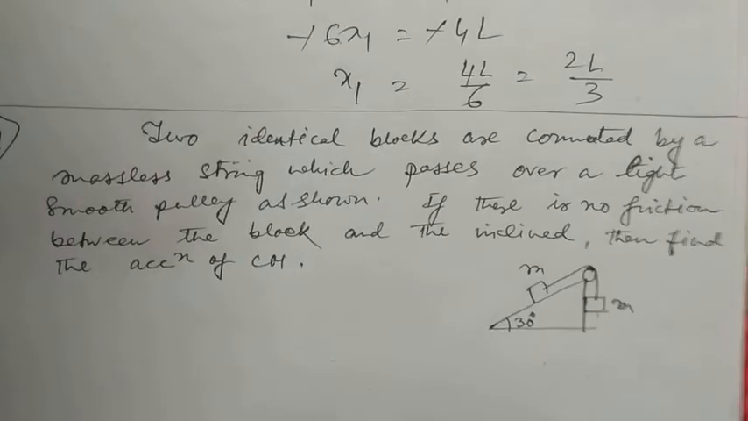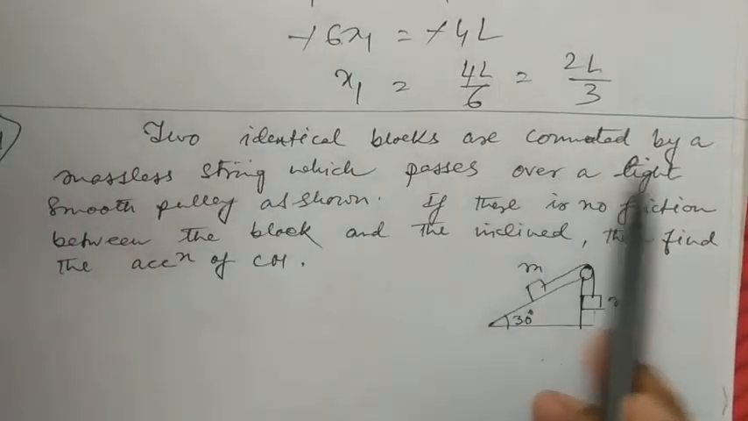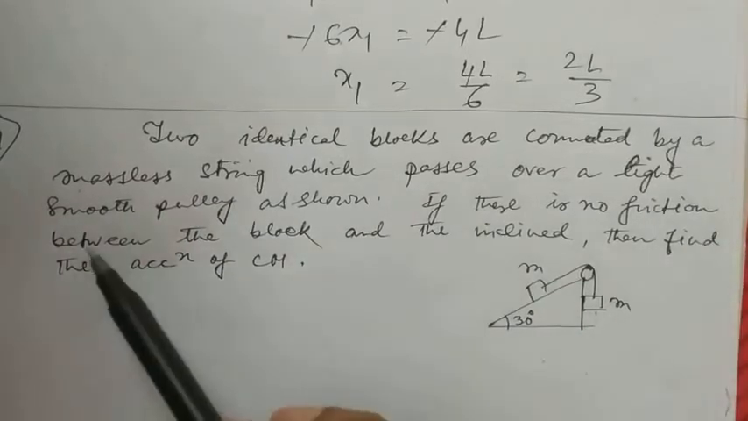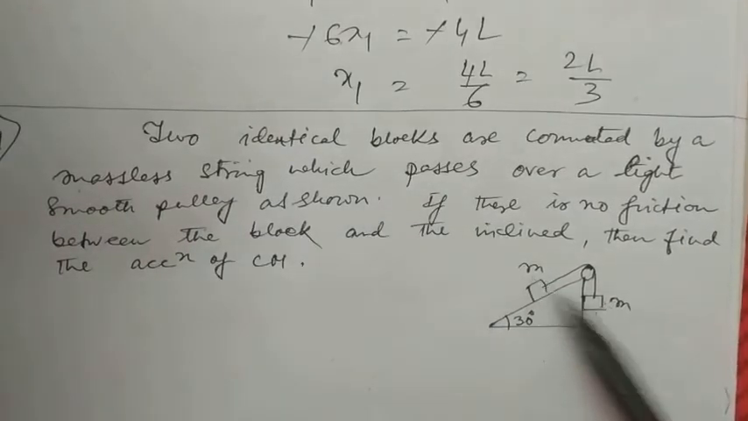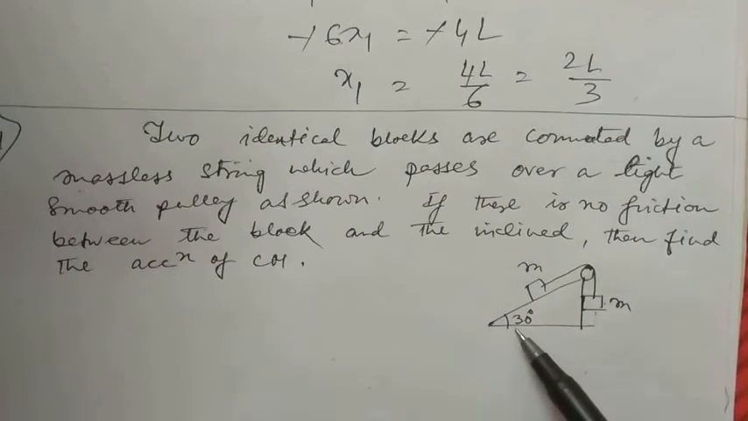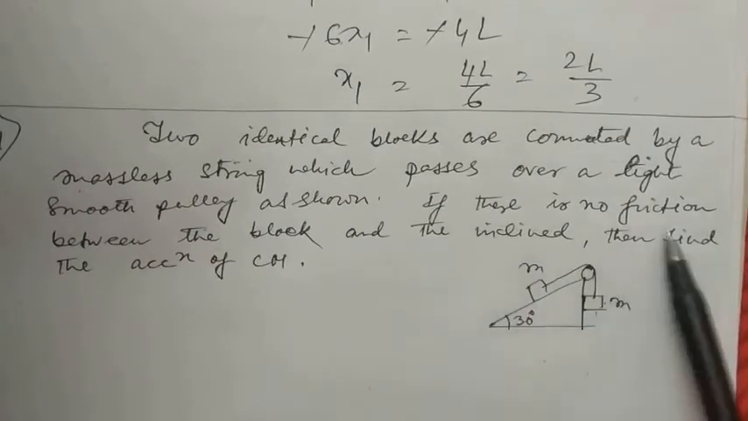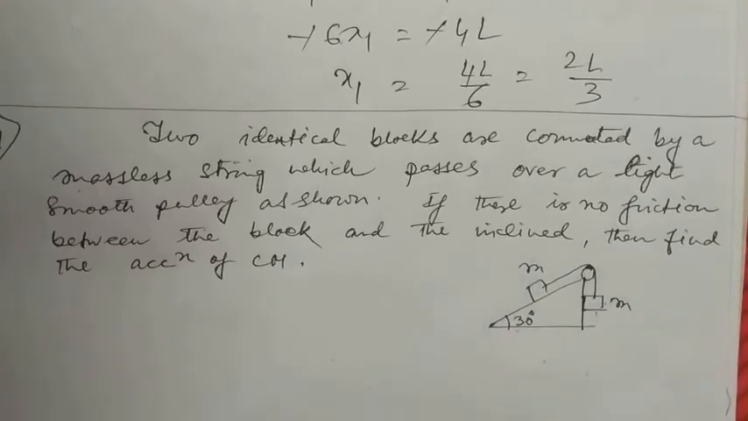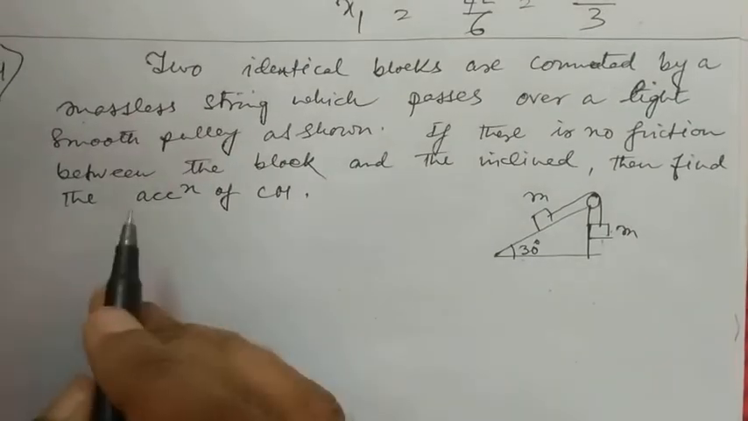Now another problem, the fourth problem. Two identical blocks are connected by a massless string which passes over a light smooth pulley as shown. These are the two blocks of mass m, on an inclined plane of inclination 30 degrees. If there is no friction between the blocks and the incline, find the acceleration of the center of mass. Now we will use a shortcut method.